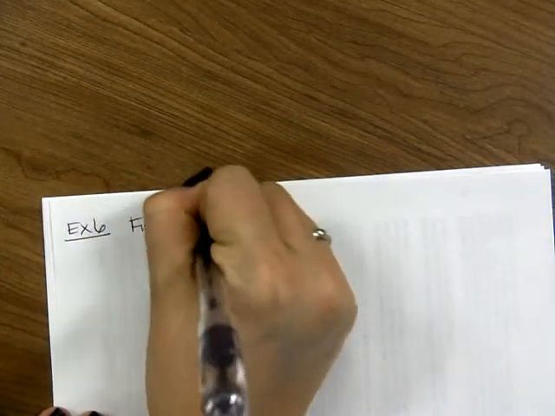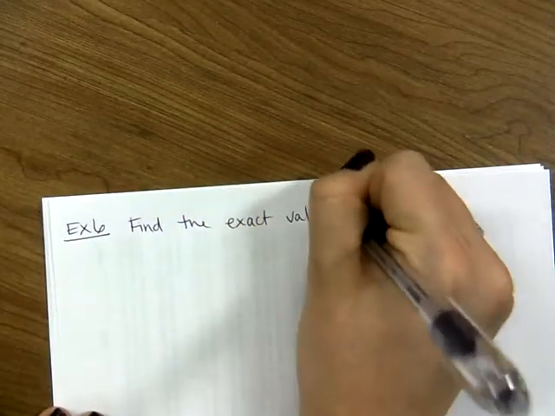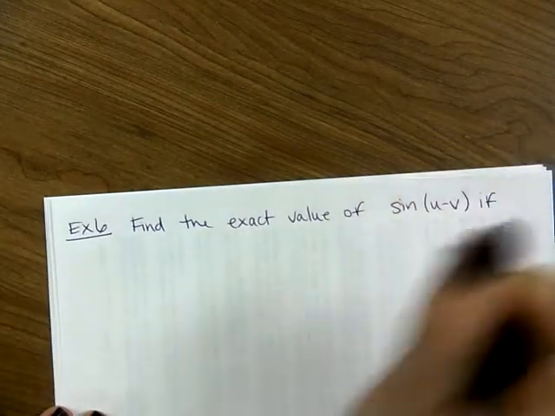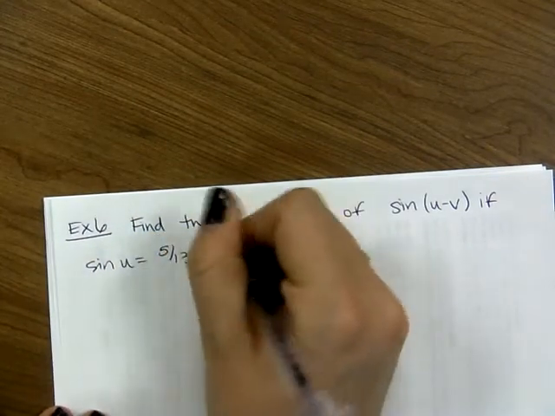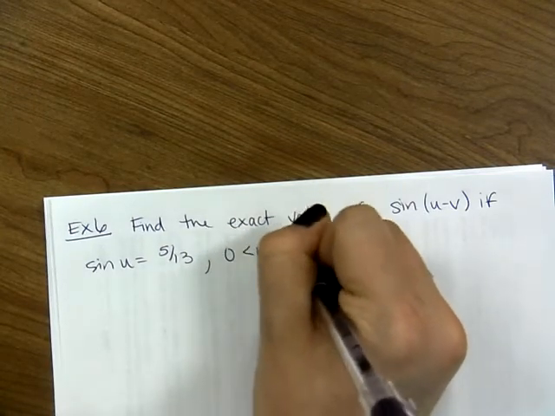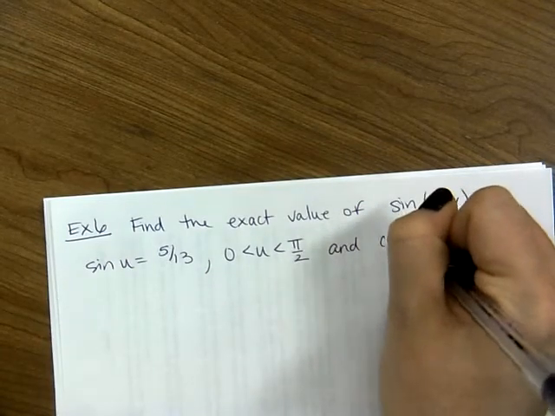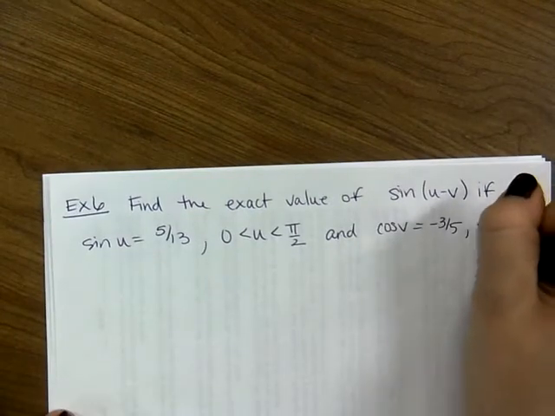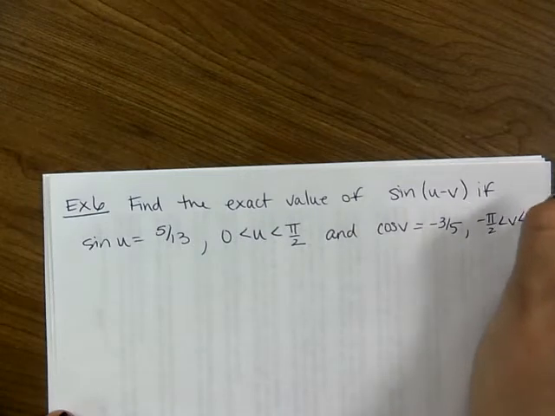Find the exact value of sine of u minus v if the sine of u equals 5/13 and 0 is less than u, which is less than pi/2, and the cosine of v is equal to -3/5, and -pi/2 is less than v, which is less than pi.